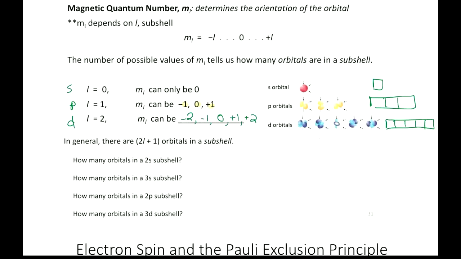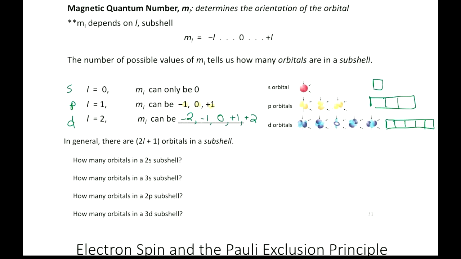Okay, so in general, what you'll see is that depending on what L you are working with, the number of orbitals in that subshell, or the number of boxes in that subshell, changes. A trick is, when I say orbital, I mean a box. The rule here is 2L plus 1. You'll see that trend here: L of 0, there's 1 box. L of 1, there's 3 boxes. L of 2, there's 5 boxes.